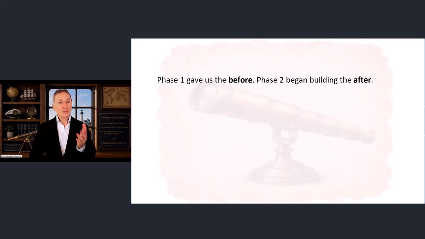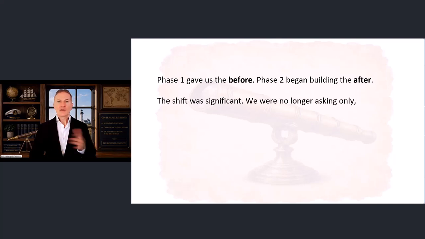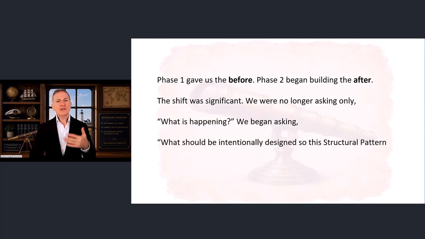Phase 1 gave us the before. Phase 2 began building the after. The shift was significant. We were no longer asking only what is happening. We began asking what should be intentionally designed so this structural pattern no longer governs the organization.